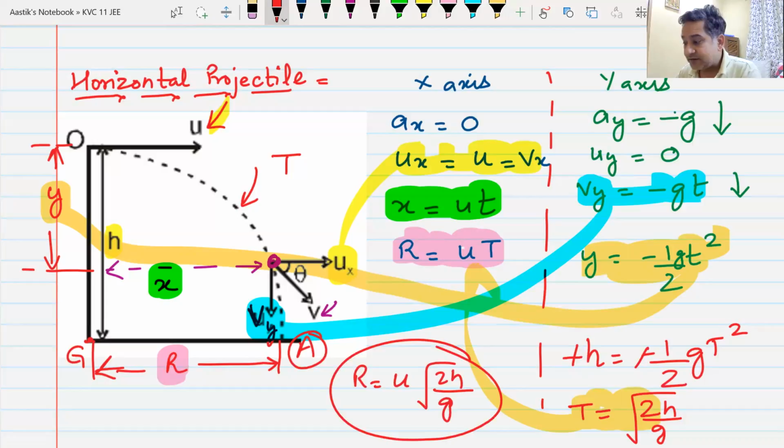I'll give you 2 minutes to note this down. Note everything down, then we will write all the formulae together. Okay.